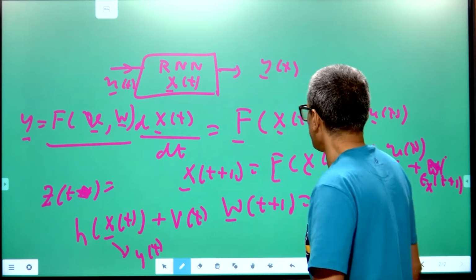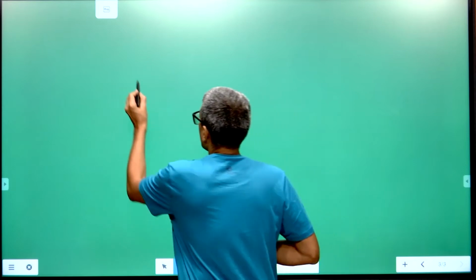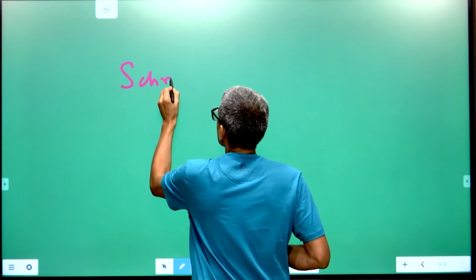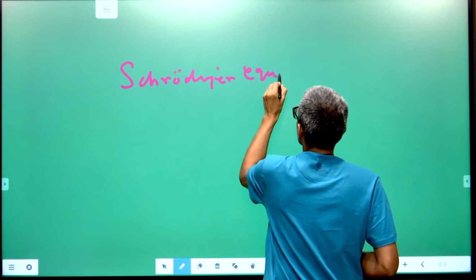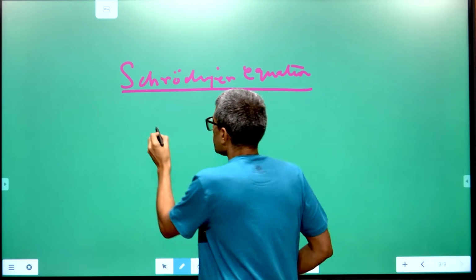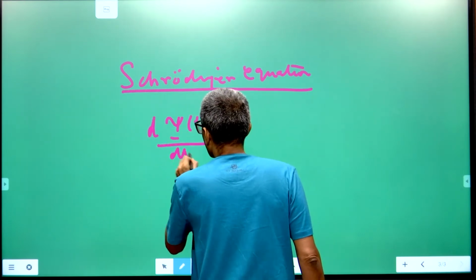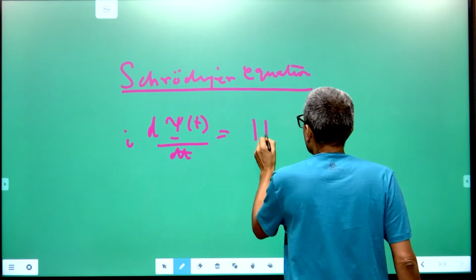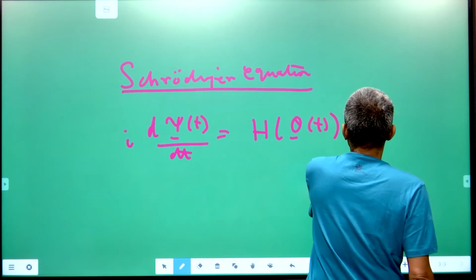So, with that aim in mind, quantum neural networks came into being, and it is based on the Schrodinger equation. So, what is the Schrodinger equation? Schrodinger equation is an equation of the form i d psi t by dt is equal to a Hamiltonian, which is a function of certain parameters theta, acting on psi t.